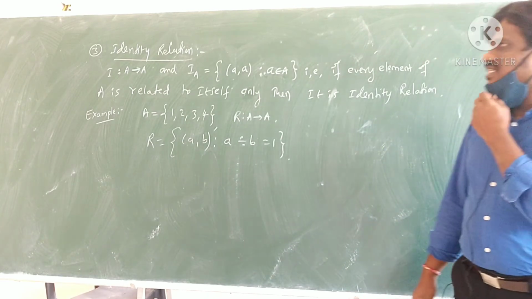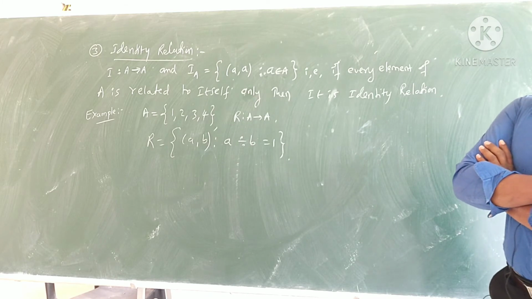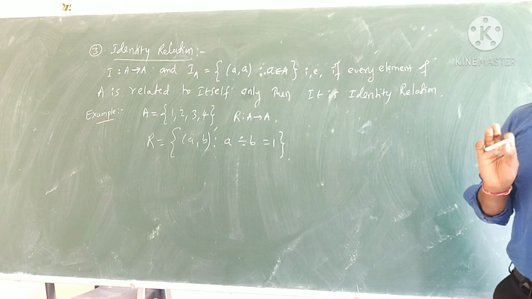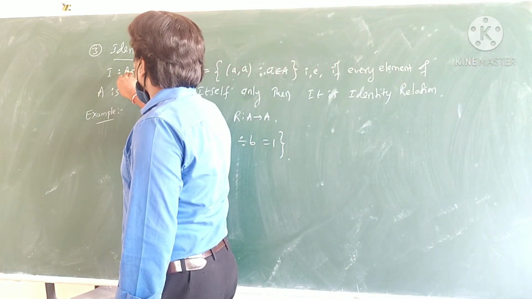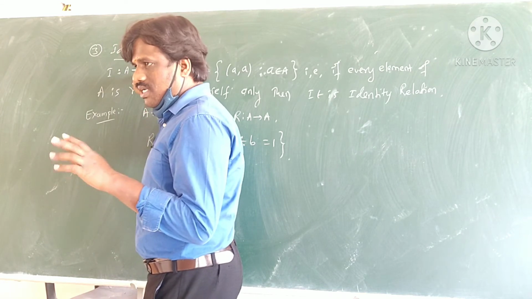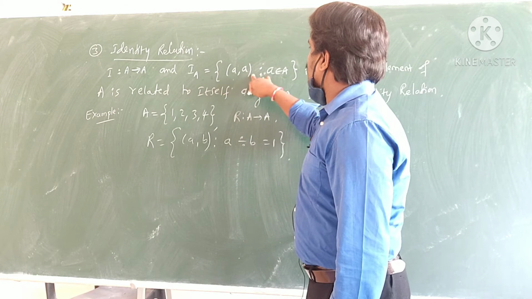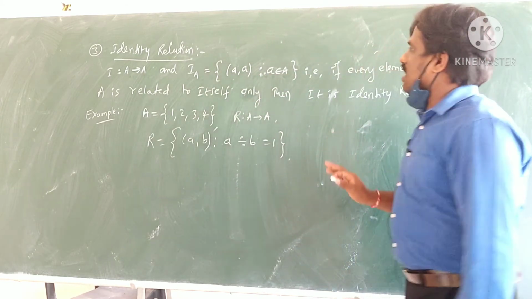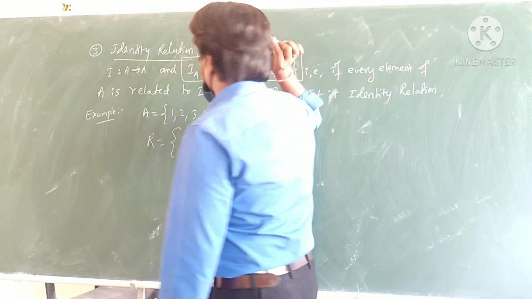Right. Identity relation. Identity relation means what? I on A to A, identity relation is denoted by I. R is a relation. I means identity relation. It happens from one set to the same set. I of A is equal to (a, a) for all a belongs to A. If you find it like this, then it is called identity relation.